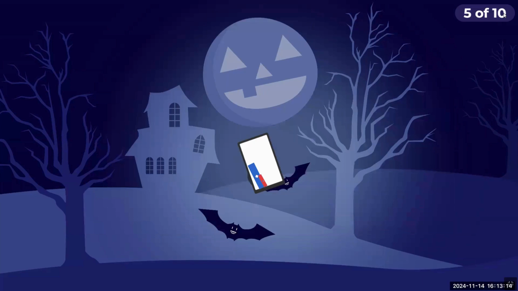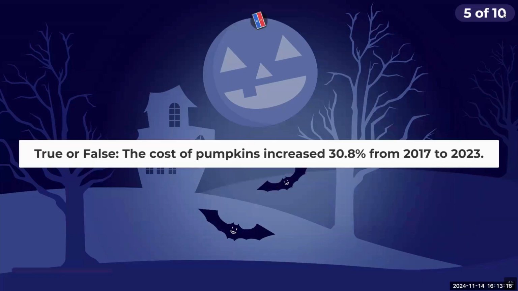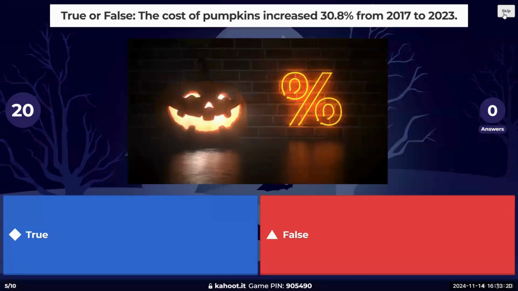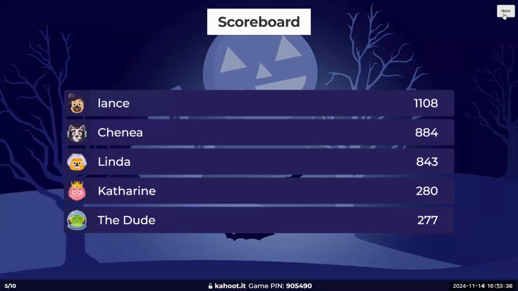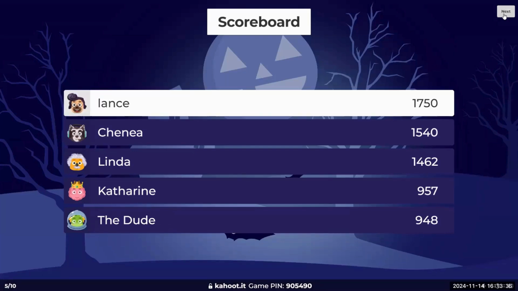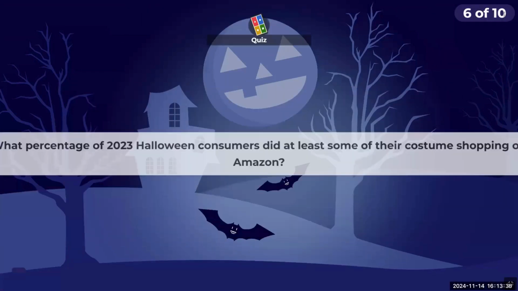Lands coming in. True or false? 50-50 shot here. The cost of pumpkins increased 30% from 2017 to 2023. You've been buying pumpkins every year. Y'all know that was the easy one, right? Pumpkins have gone up in price for sure, along with everything else. Talk about seasonal work. There's people out there whose whole livelihood depends on pumpkin growth.